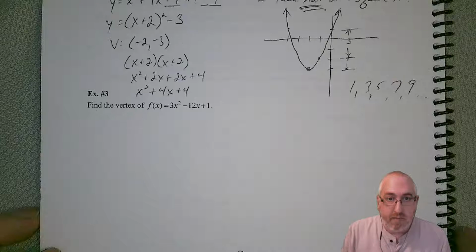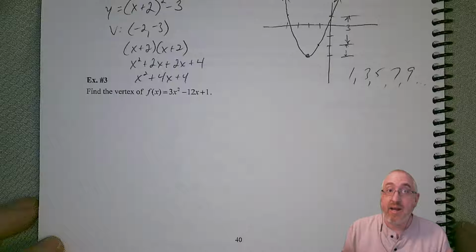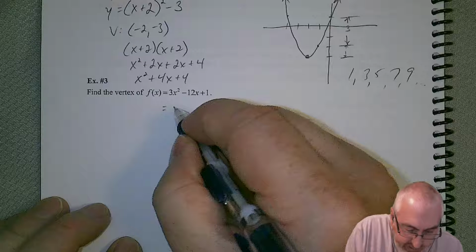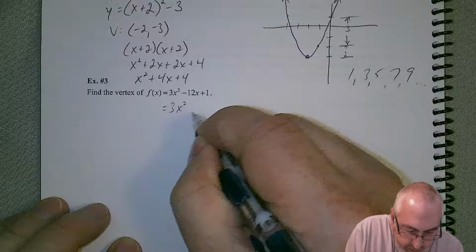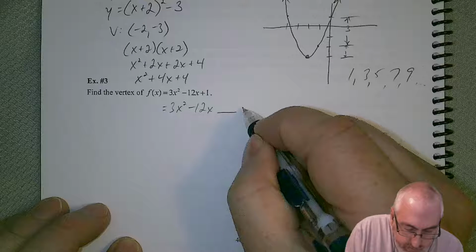It's a little bit tougher looking, but we can complete the square on this. Even though it's got this 3 in the front, we still have ways to do it. So let's see how we can do that. So the first thing, very similar to what we did up above, we want to get some blanks in there. So we've got 3x squared minus 12x, blank, plus the 1 and then another blank.